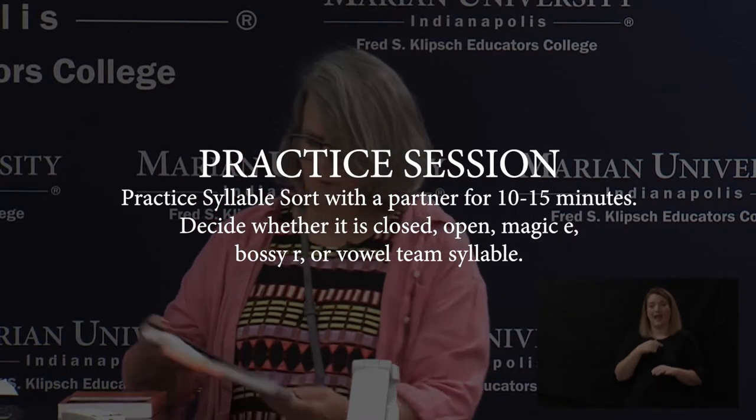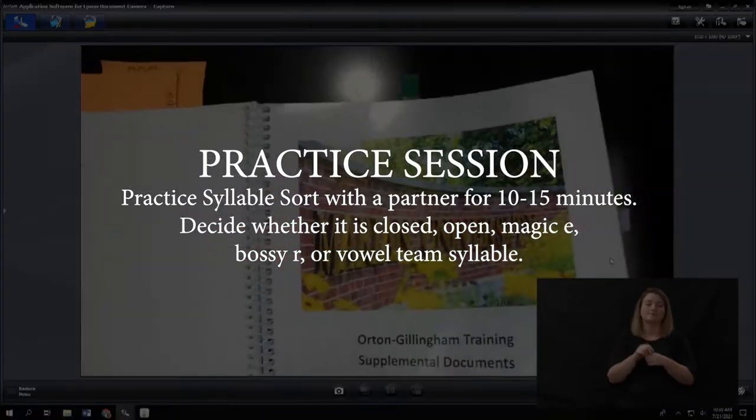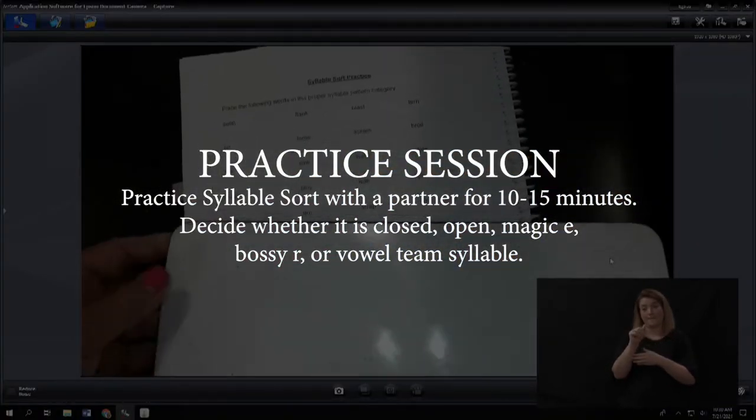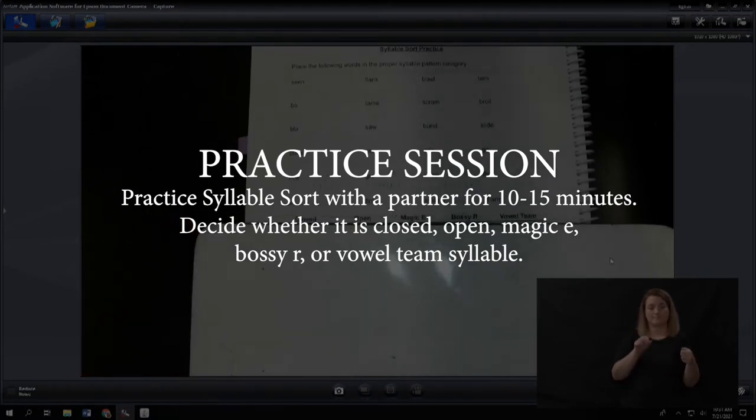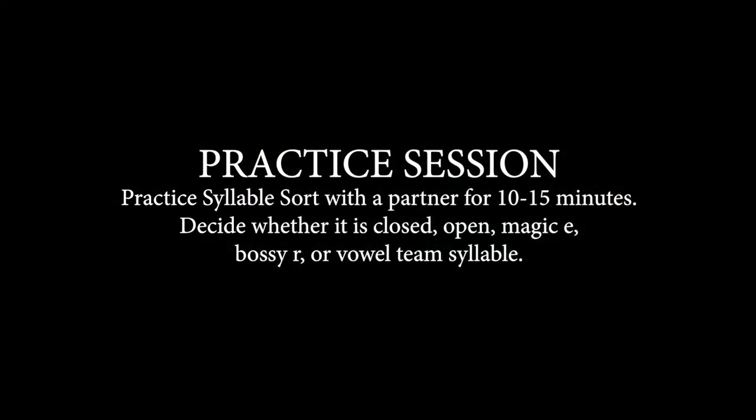All right. Okay. I skipped one syllable sort, so we're going to go to page 102 in the book with a picture of Marion. 102, and we have a syllable sort. You are going to look at all of these syllables. These are the ones we have learned, and decide whether it's closed, open, magic-y, bossy R, or vowel team syllable. I just want to show you the answers here.